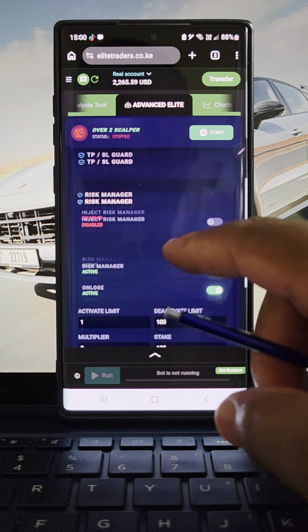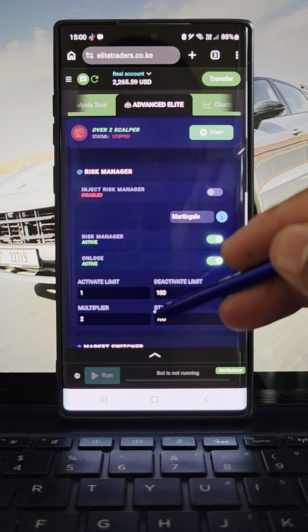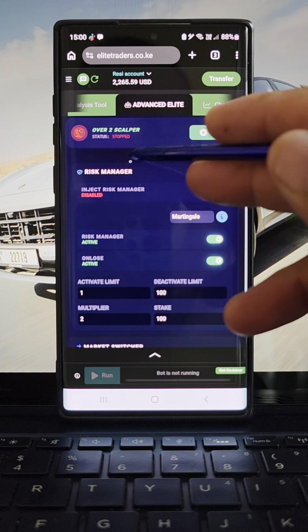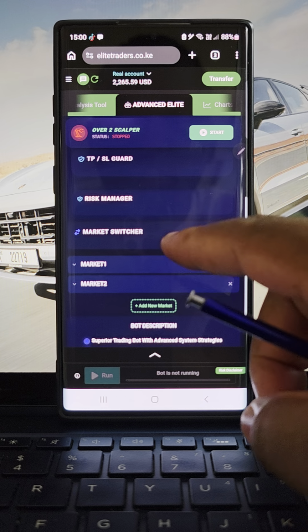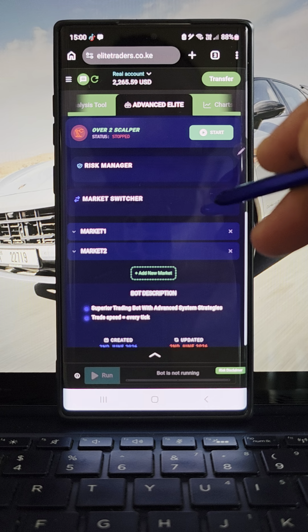Then the risk manager, we have the stake, and this is the martingale. Then those are the only parameters that you need to set up. So then how is this robot trading?